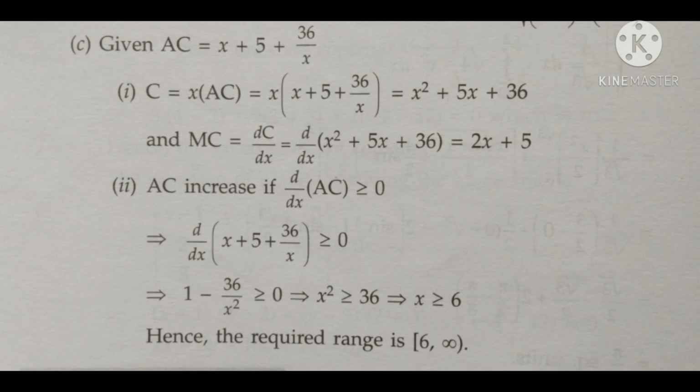So the required range will be 6 to infinity. As we know, the number of units cannot be negative, so the required range will be 6 to infinity. In this problem we avoid the negative portion, as the number of units cannot be negative, so we cancel the minus infinity to minus 6 interval. We take only the 6 to infinity range. Okay, so this is part 1.